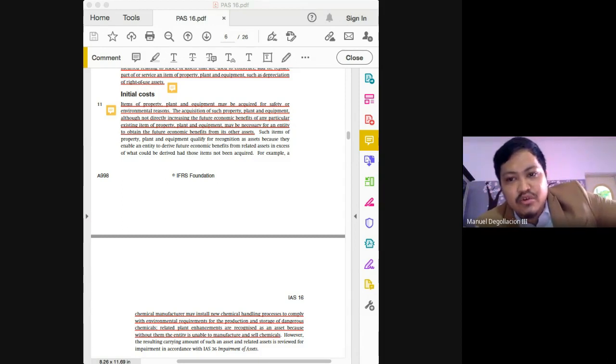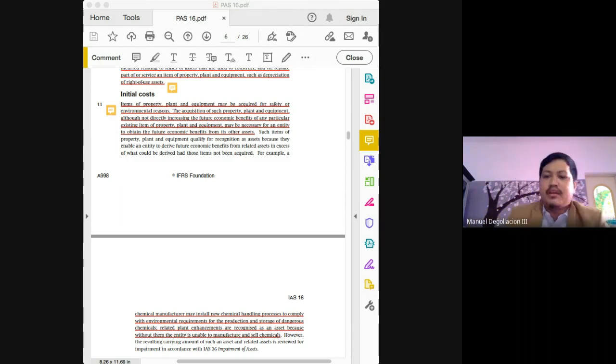Okay, general rule, only initial cost can form part of the cost of an asset, can be considered as capitalizable, can be considered as directly attributable costs. Okay, but again, if you have a subsequent cost that can increase or improve the life, performance, capacity, and efficiency of an asset, then these costs can be included as part of the cost of an asset.